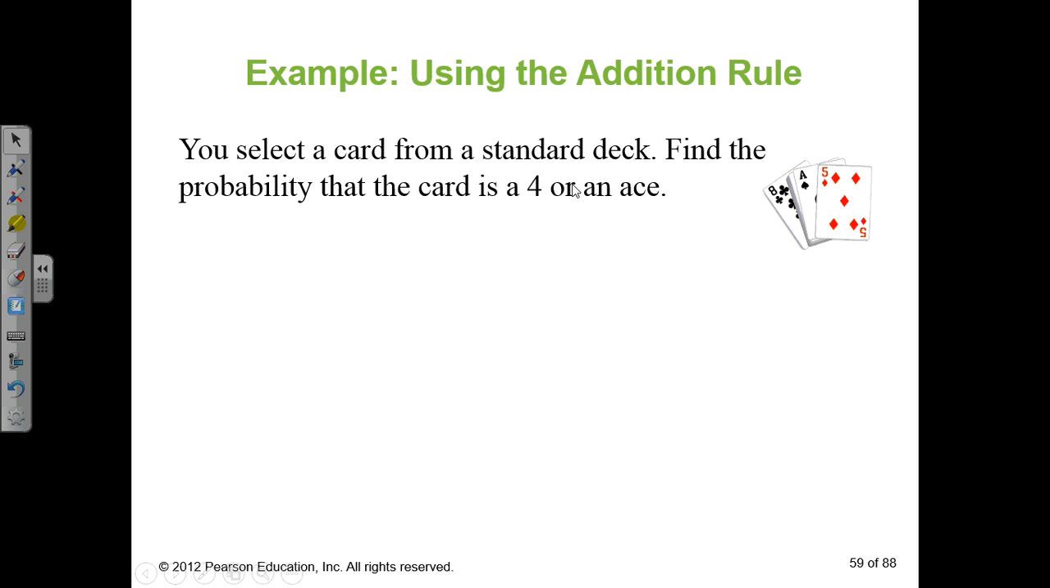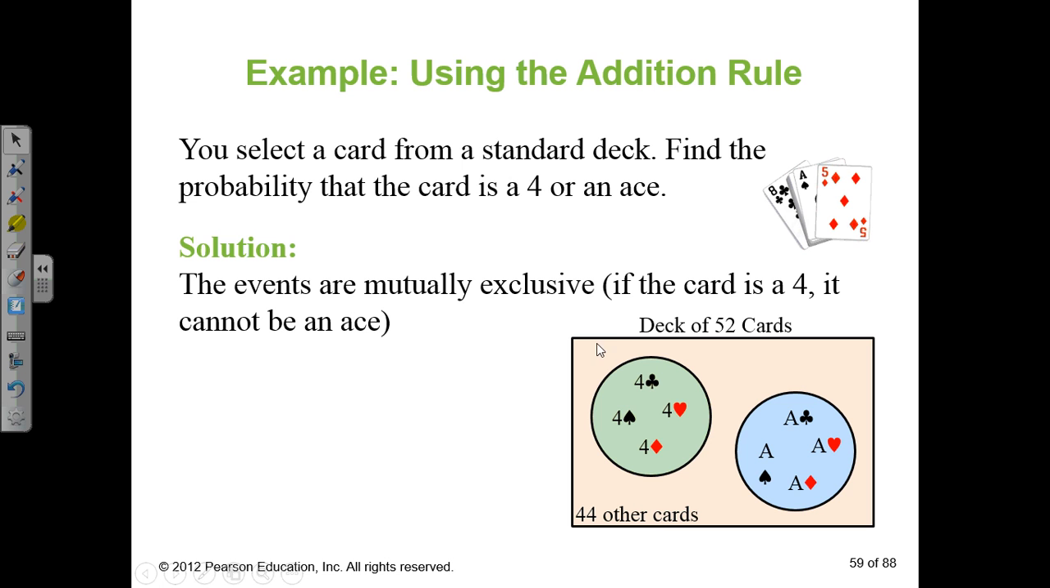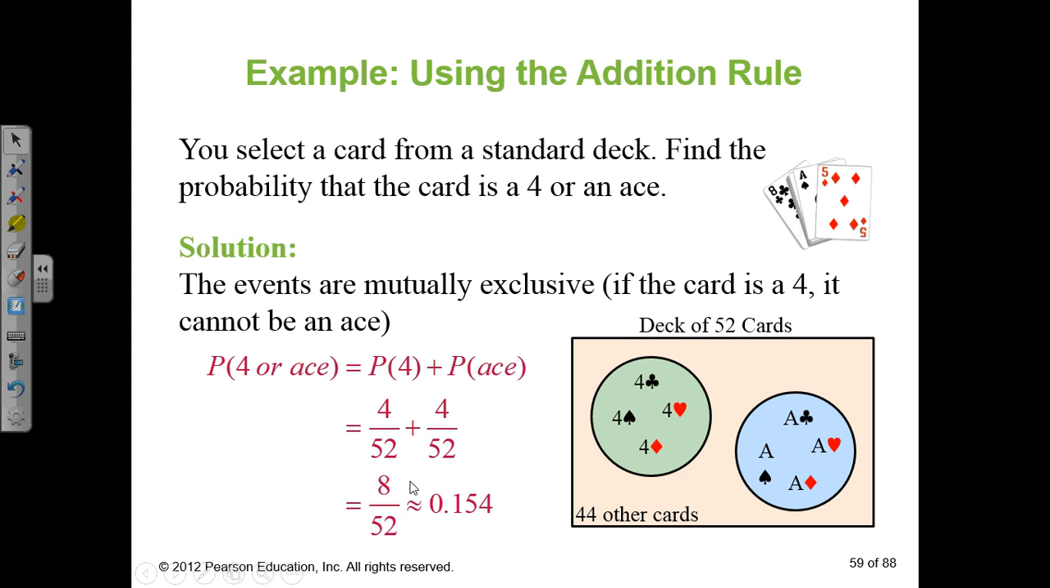Suppose we select a card from a standard deck, and find the probability that the card is a 4 or an ace. There is no card that is both a 4 and an ace. So when we count the 4s, there are 4 out of 52 4s, and there are 4 out of 52 aces. We counted no cards twice, so the probability is just 4 over 52 plus 4 over 52, which is 8 over 52.